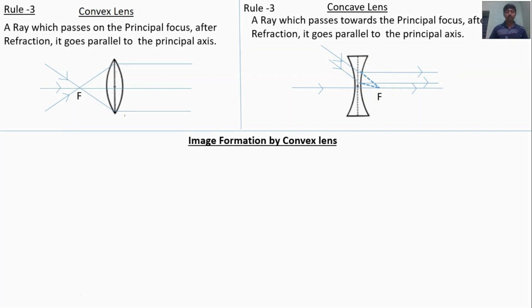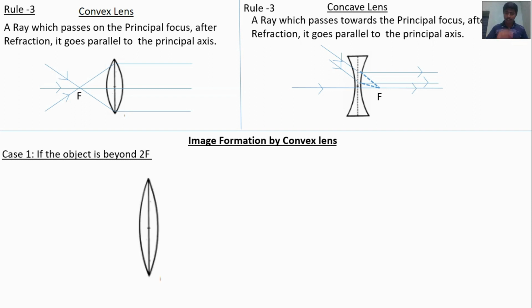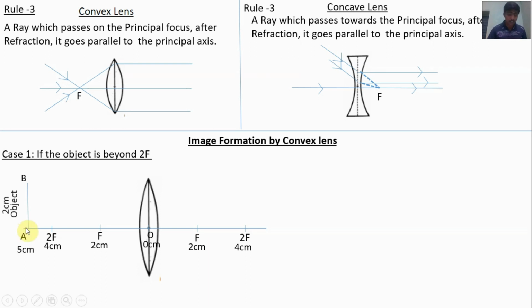The image formation by the convex lens. Let me do a simple experiment. Let us take a scale and pencil. First case: if the object is beyond 2F, what is the image appearance? Just draw a convex lens and draw an axis. Mark the optical center, principal focus, and 2 times the focal length. Take the focal length as 2 cm. Using a scale, mark 2 cm and 4 cm on the axis. Let us take the object at 5 cm from the optic center. The object length is 2 cm.